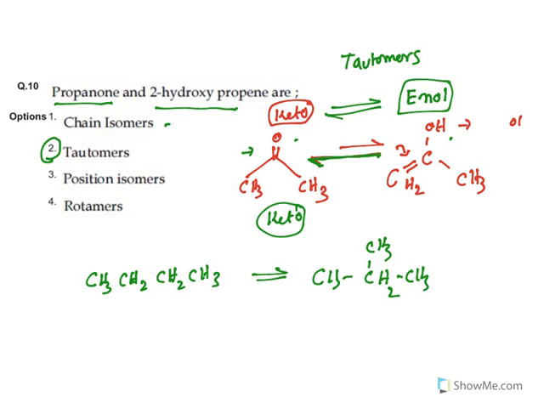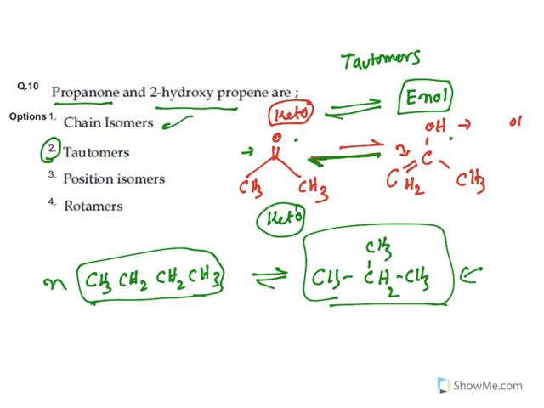See, both of them are known as chain isomers. There is a difference in chain. This is n-butane, this is isobutane. So there is a difference in this chain arrangement, so they are called chain isomers.